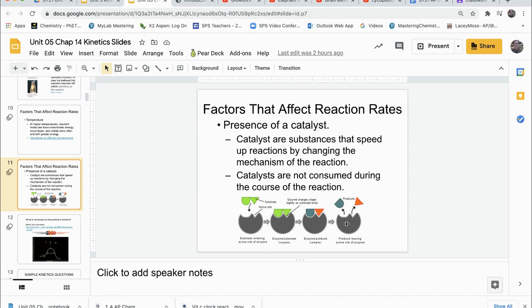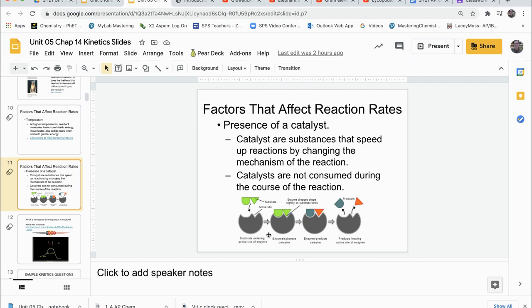Now, it is not true that catalysts don't have to be regenerated. It is often the case that eventually catalysts break down, or they can get trapped in other places, or they can get transformed into other things. Right? They're not always as stable as we would hope, but for the most part, catalysts are regenerated and reused during the course of the reaction.